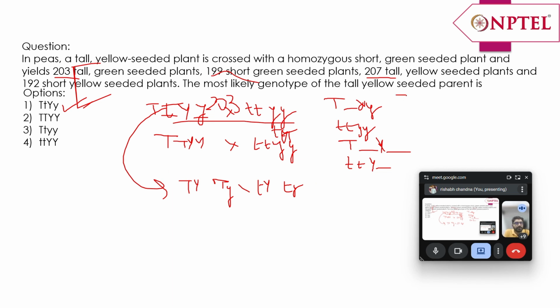Okay, as would be mentioned here. So the parent that has a phenotype of tall and yellow seeds would be heterozygous for both the conditions.